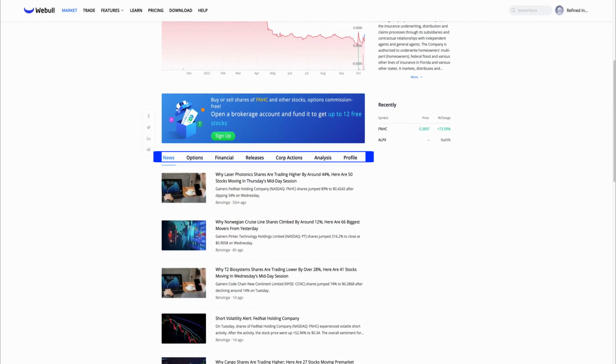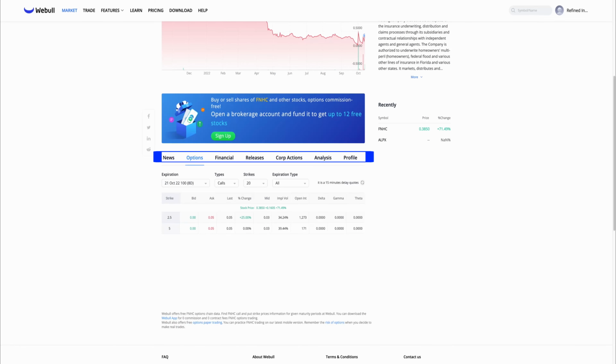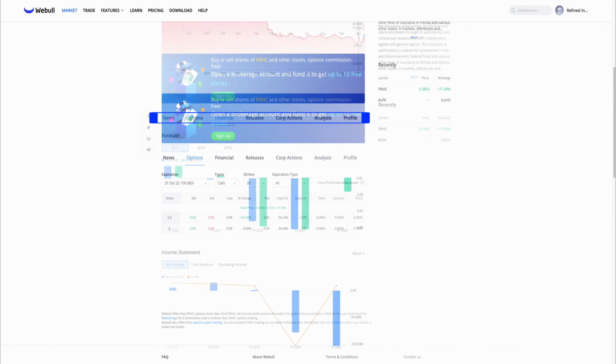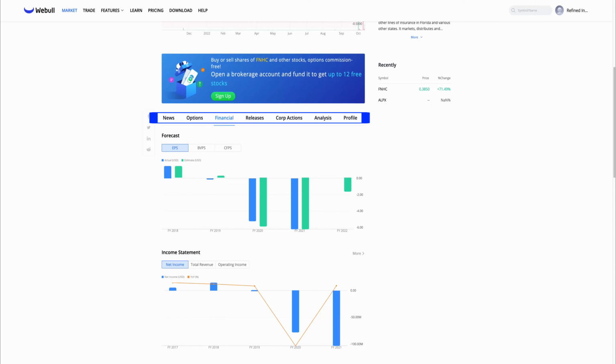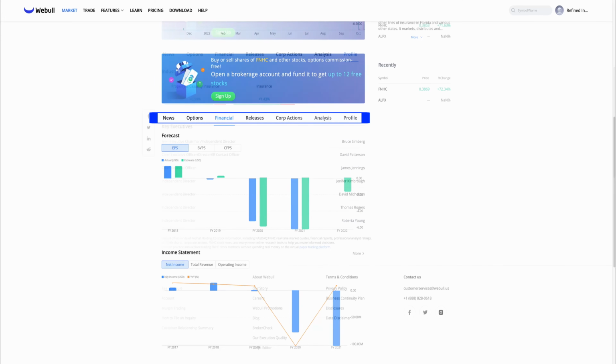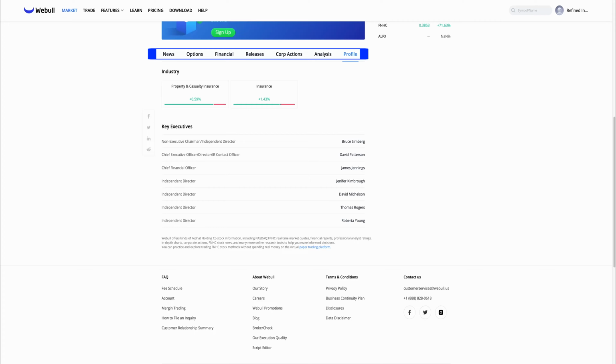Below the stock, we can get the latest news about the stock, options trading, which I will explain in detail later, how to actually trade options, financial releases, corporate actions, which include dividends and splits, or insider activity, analysis, which includes EPS and institutional holding information, and last, profile. There you can find info about the industry and key people of the company.